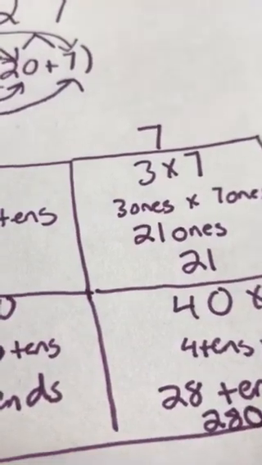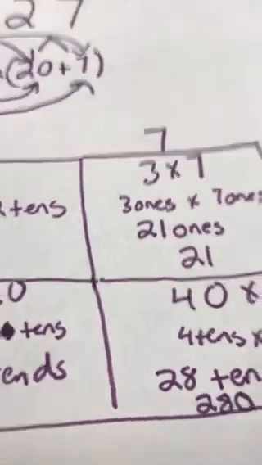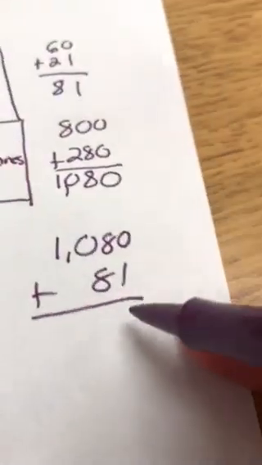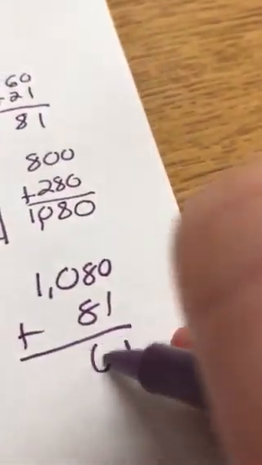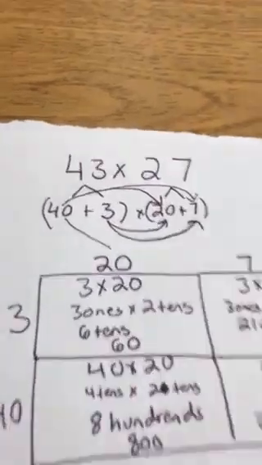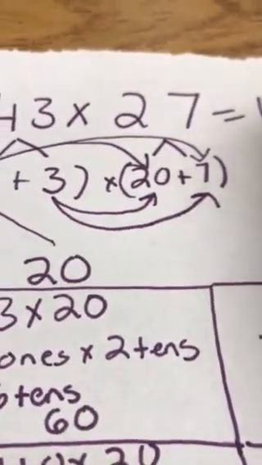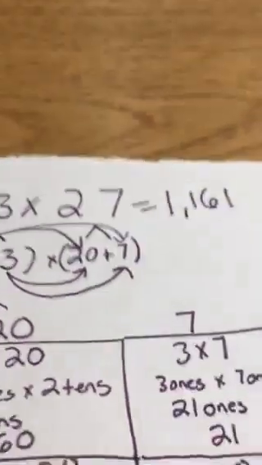So 81 plus 1080. Which looks like that, and we're going to add that up. And we get 1161. So the answer to 43 times 27 is 1161.